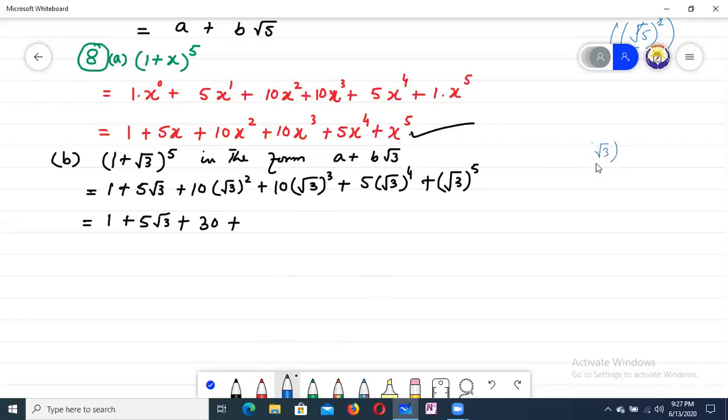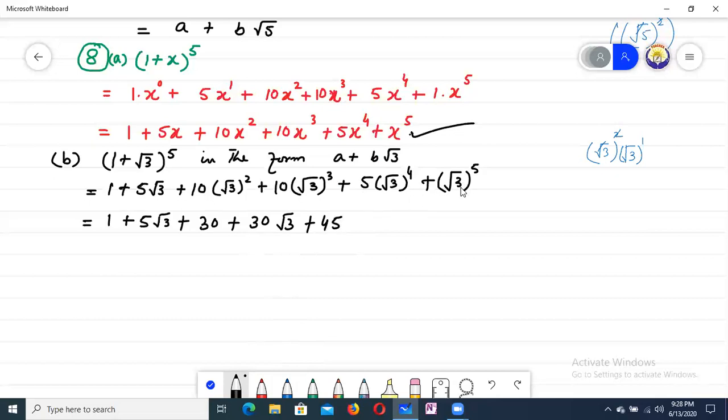Square root of 3 into square root of 3 is square root 3 squared, and square root 3 squared with power 1 will be square root 3 cubed. This cancels with this, here will be 3 square root of 3, and that 3 into 10 is 30 square root 3 as it is. Here square root 3 raised to the power 4 will be square root 3 square whole square. One square cancels with the square root, and the other square we can write as 3. 3 squared is 9, 9 fives are 45.